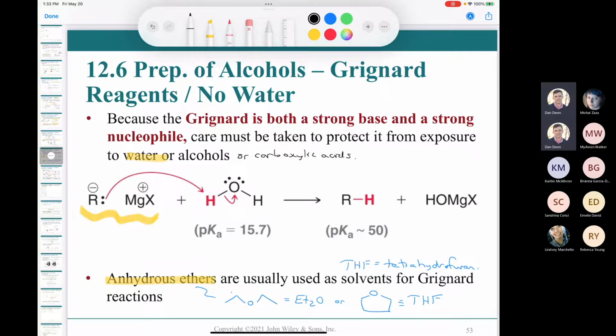If you have a Grignard in the presence of a carboxylic acid, let's say your carboxylic acid has a pKa of around 5. Well, when that gets deprotonated, you're still going to end up with an alkane, and that's an even bigger difference. Now we're talking about 10 to the power of 45. So you also can't use it in the presence of a carboxylic acid. It'll just rip the proton off of the acid.